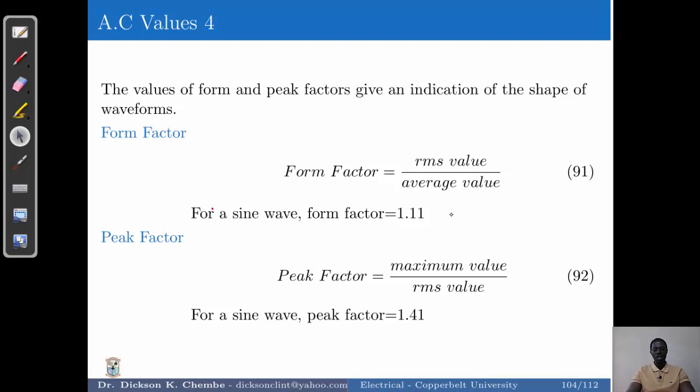So the closer you go to 1.11, the closer you are getting to a sine wave, and the further you move from 1.11, the more the waveform is non-sinusoidal. For a sine wave, the form factor is 1.11 and the peak factor is 1.41. You can find the form factor from the RMS value over the average value, or the peak factor from the maximum value over the RMS value.